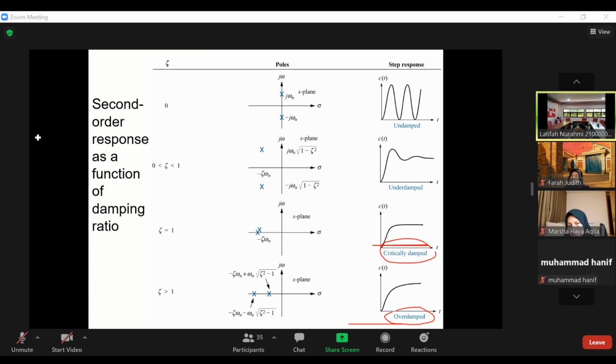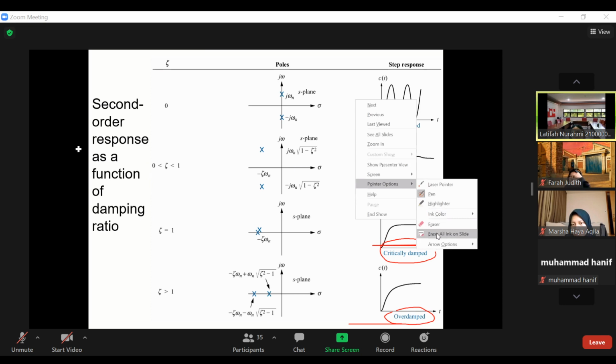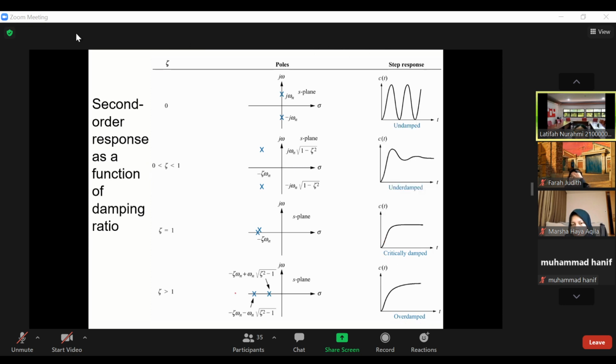Okay, you can notice the difference immediately. The critically damped will go slightly to the right, but this one will go a bit straight up, and finally it will reach the output.